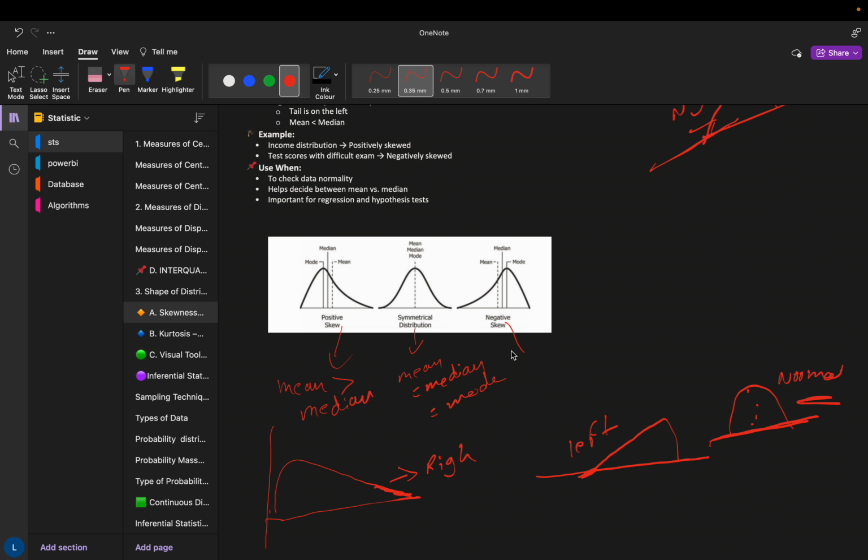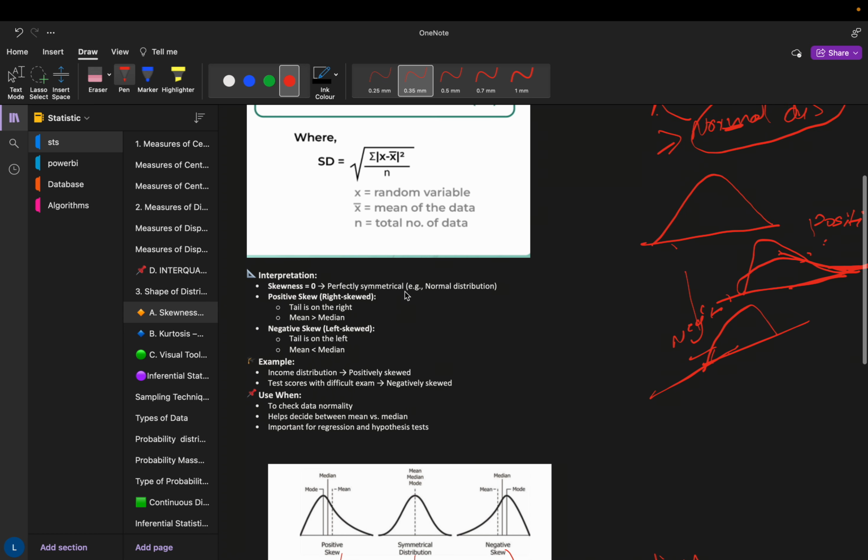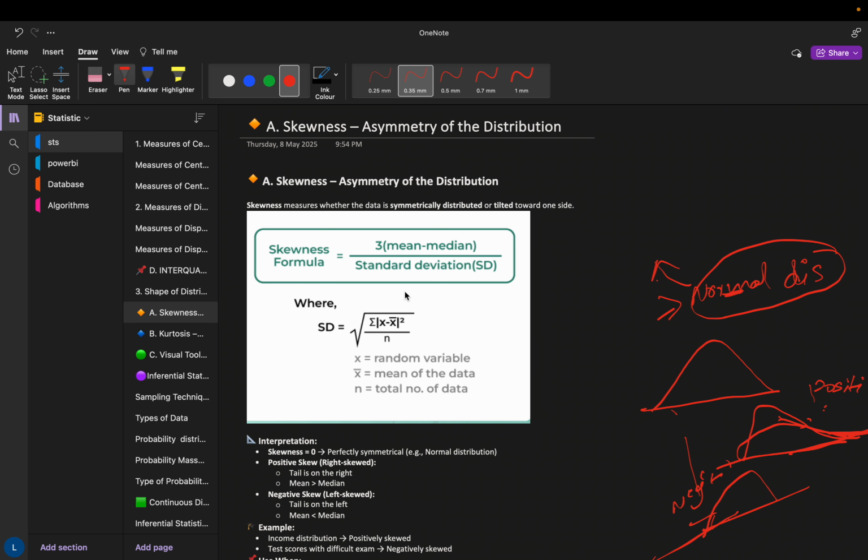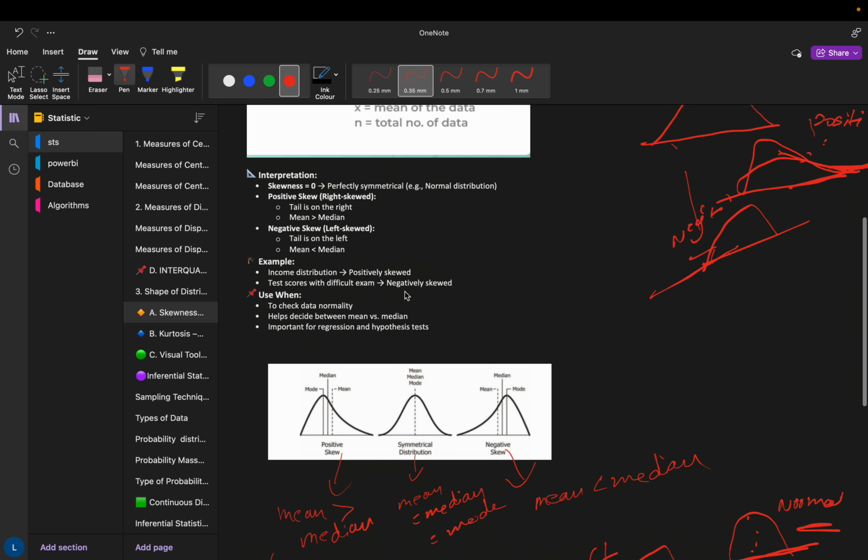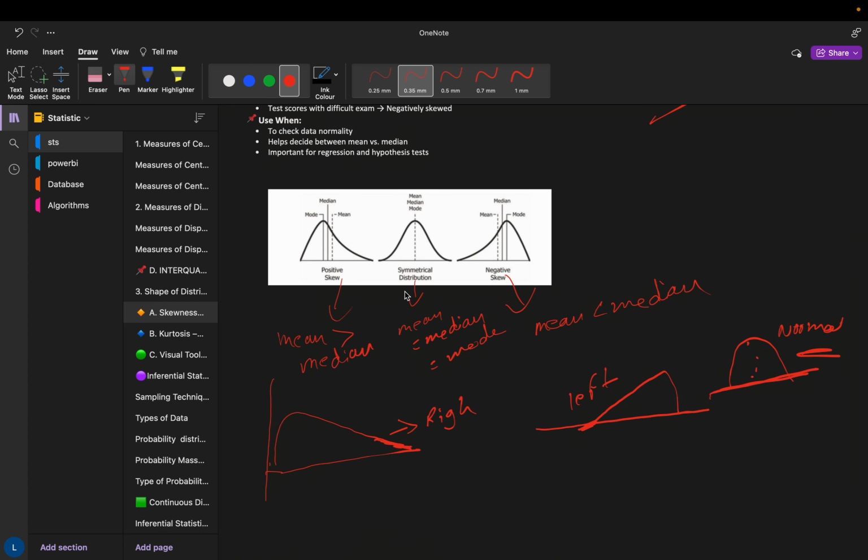All right. Similarly, for negatively skewed data, normally the mean is less than the median. In short, you can simply understand that skewness is all about measurement. It is a statistical tool that measures the asymmetry of the distribution, whether our data is positively skewed or negatively skewed.